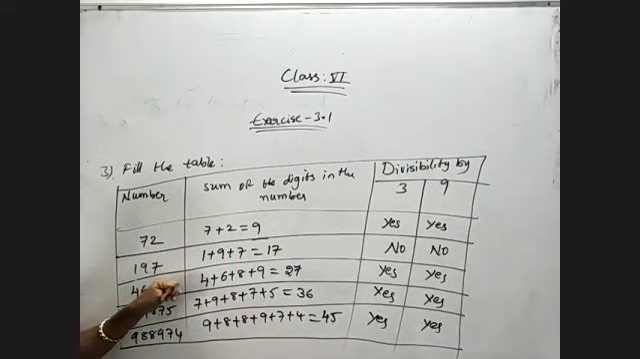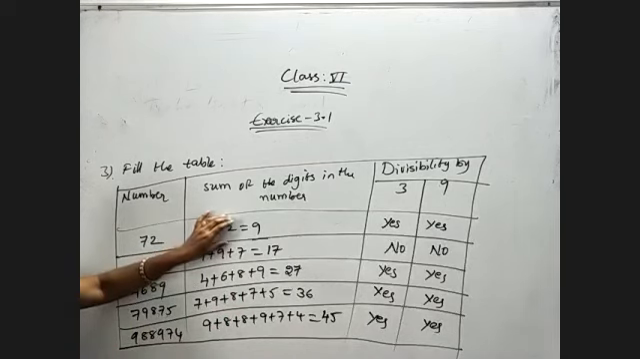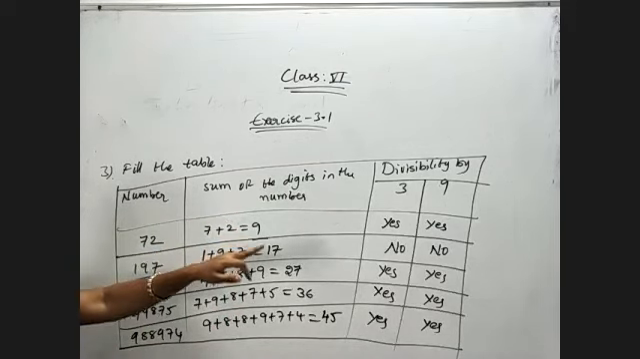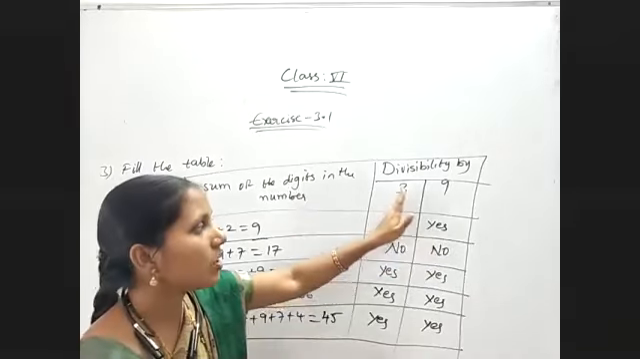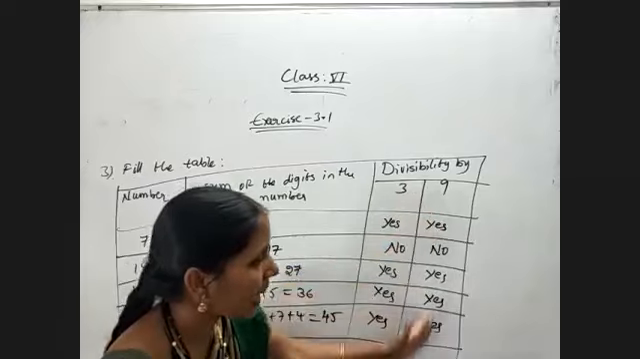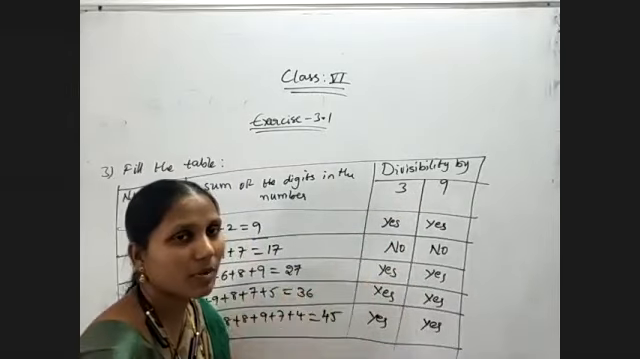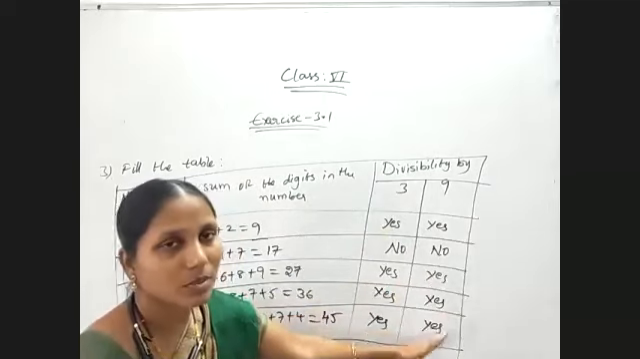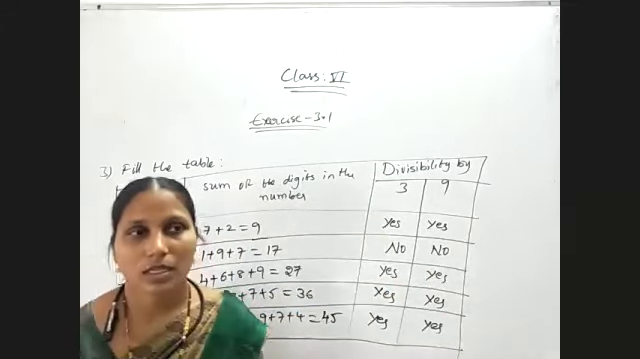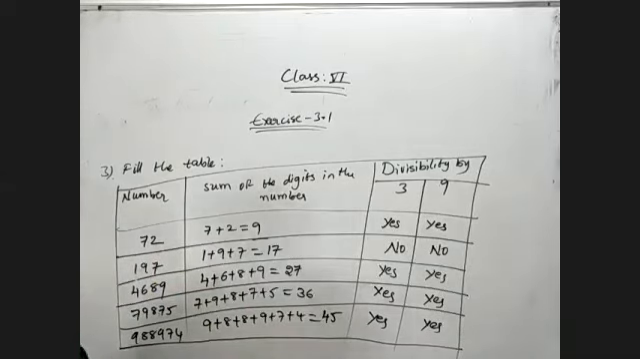So for the numbers which are divisible by 3 and 9, if the sum is a multiple of 3, then that number is divisible by 3. If the sum is a multiple of 9, that number is divisible by 9. So the numbers which are divisible by 9 are compulsorily divisible by 3. But the numbers which are divisible by 3, in some cases they are not divisible by 9. Remember this. So now next question.